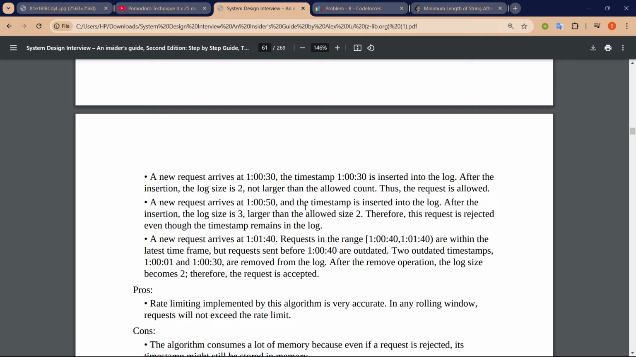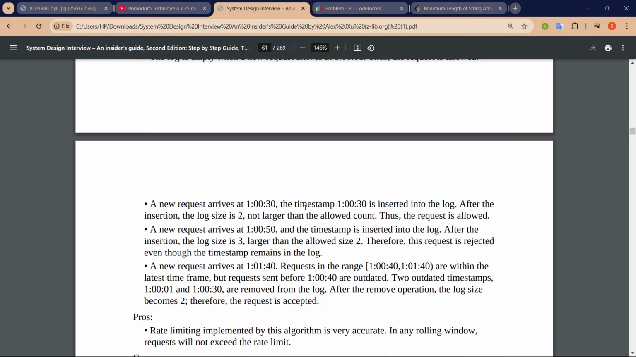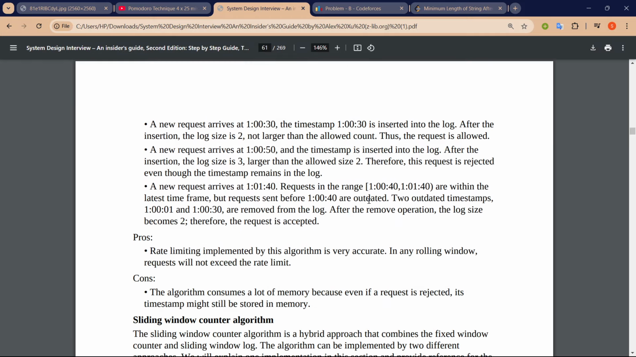A new request arrives at 1:01:40, but requests sent before 1:01:40 are outdated. Two outdated timestamps are removed. After the remove operation, the log size is okay.